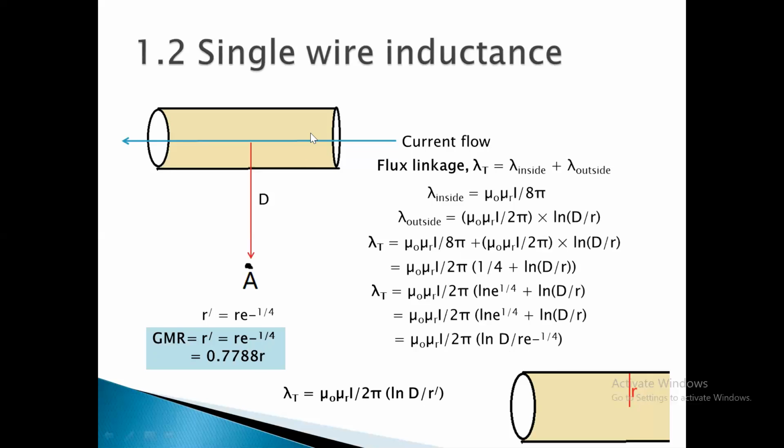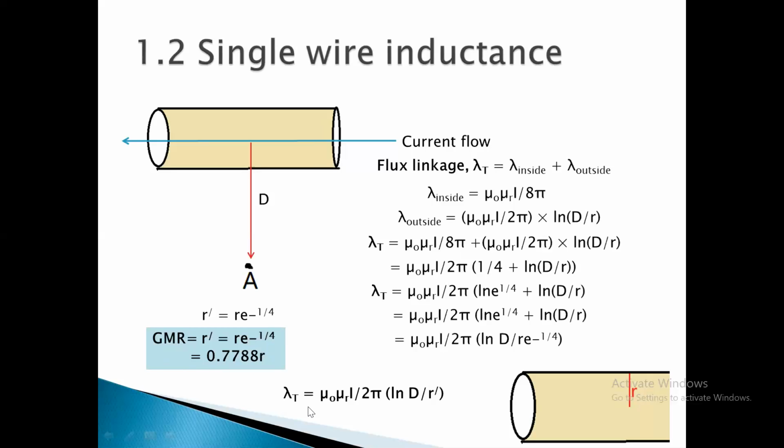For example, if someone gives me the radius of the transmission line, I will just multiply it by e raised to the power minus 1 divided by 4. Through a calculator, you will know that e raised to the power minus 1 divided by 4 is 0.7788. So if I know the radius of the conductor, I will get the value of GMR. I will just multiply its value with this value.